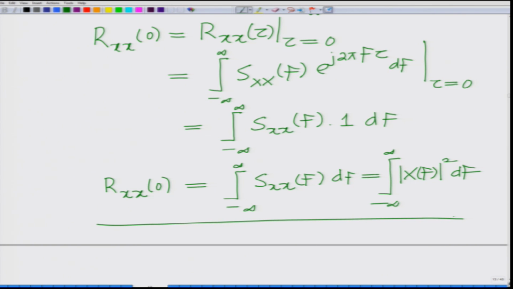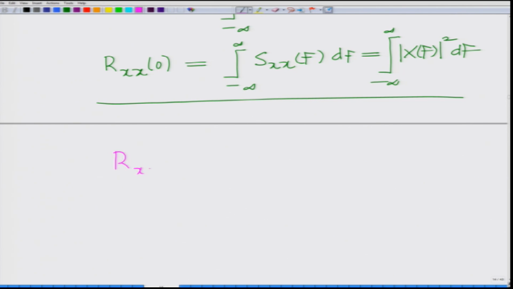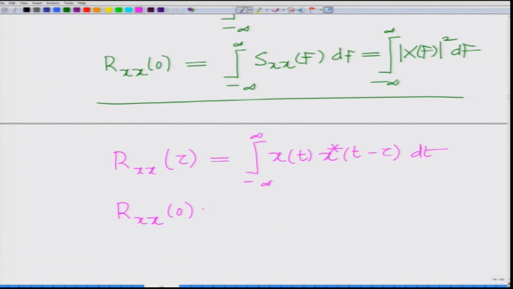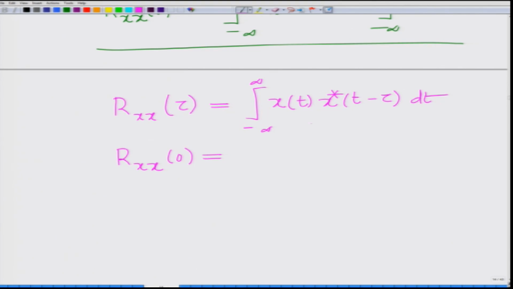So we have this relation, but now also realize that Rxx of tau equals the integral from minus infinity to infinity of x(t) x conjugate of (t minus tau) dt. Now, for tau equal to 0, Rxx of 0 equals the integral from minus infinity to infinity of x(t) into x conjugate of (t minus tau) dt, and we set tau equal to 0 in this.